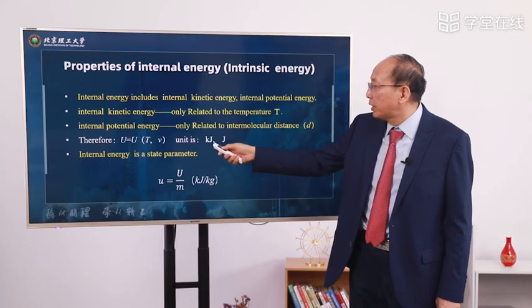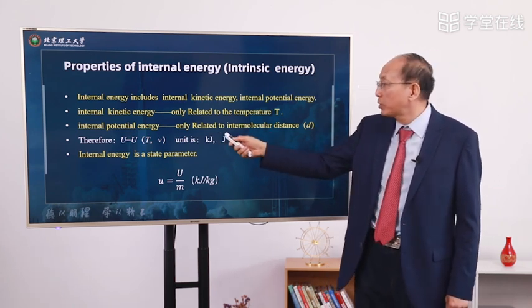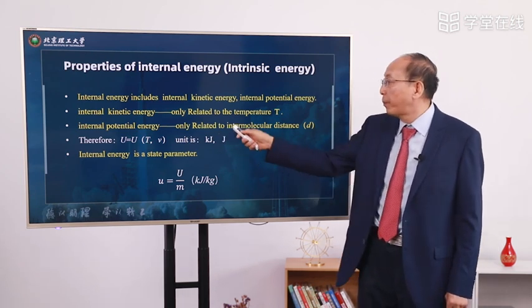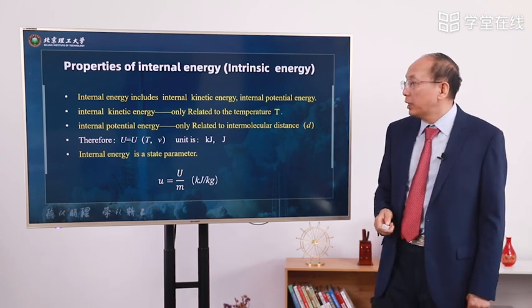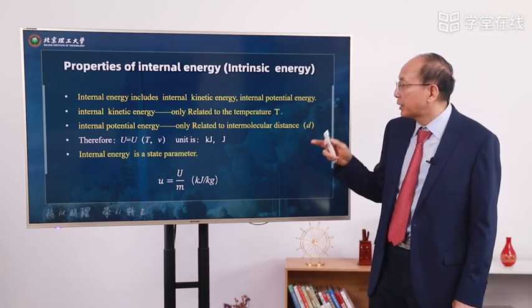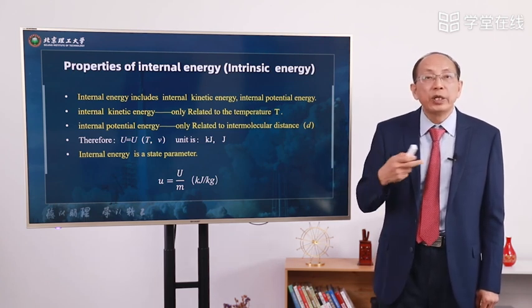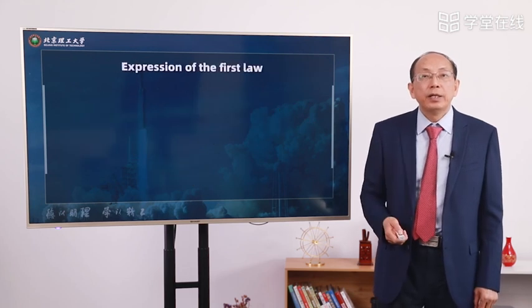The unit of internal energy is kilojoule or joule. In most cases we use kilojoules. The basic unit is the joule. Internal energy is a state parameter, only related to the state, not to the process. This is very special.